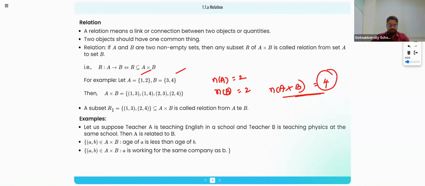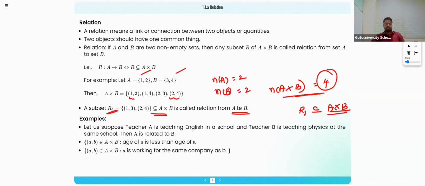4 elements. Okay. Now they took one subset and they're naming it as R1. So one subset which is having only (1, 3) and (2, 4). And this is actually a subset of A cross B. And remember this symbol means subset. This relation R1 is a subset of A cross B. Right? Yes. So now it is called a relation from A to B, right?